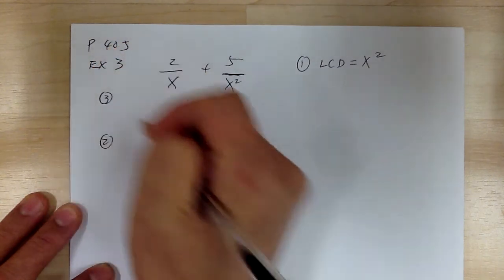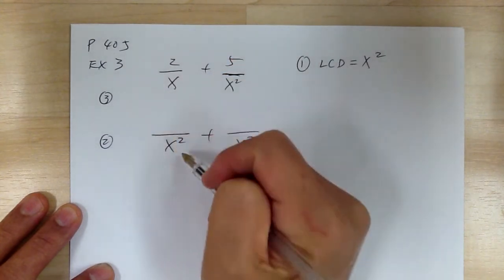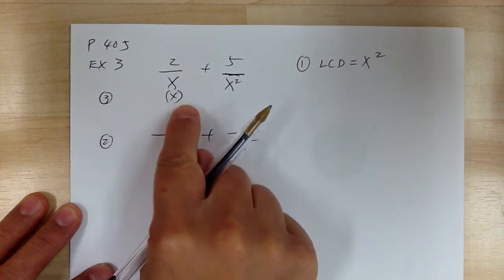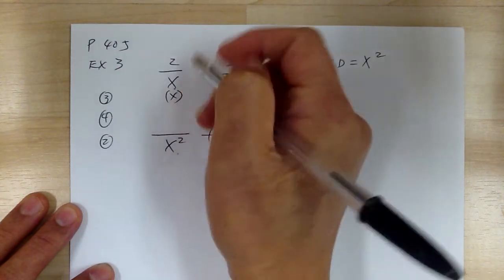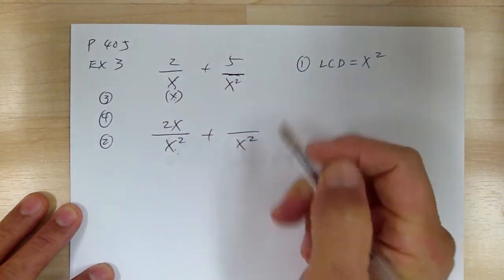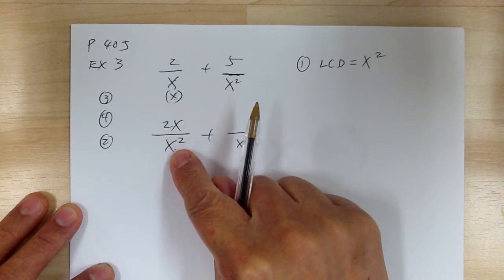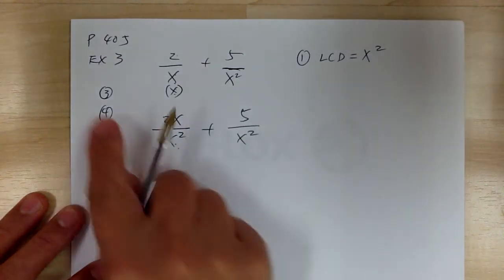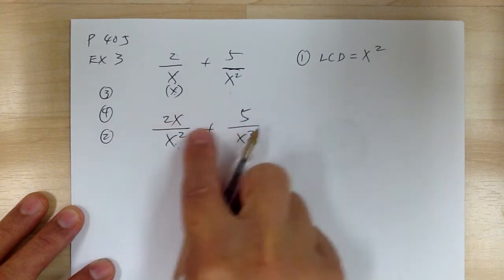Now step 3 is figure out what you need to multiply to get to that LCD. So from here you got x. To get to x squared, you need to multiply by another x. Then step 4 is you multiply, right? So on the bottom, x times x gives you x squared. On the top, 2 times x will give you 2x. So that's how you get from here to here. Over here, this is already the same, so you don't have to do anything to it. So step 3 is figure out what you need to multiply. Step 4 is figure out what would be the result.